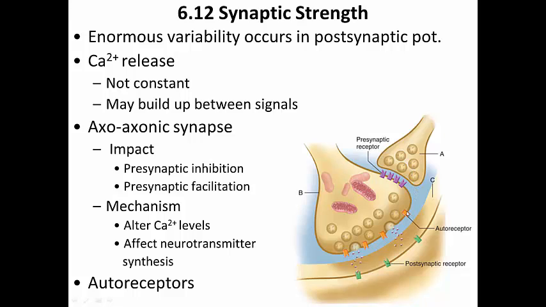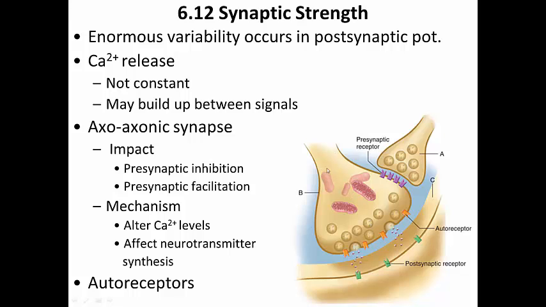A final possibility for the variation in synaptic strength is something referred to as autoreceptors. Autoreceptors are shown here, here, here, and here. Interestingly, autoreceptors bind to the neurotransmitter that's released by the presynaptic cell, influencing the calcium levels or the neurotransmitter synthesis within the presynaptic cell. This would be expected to be a more minor impact, but could influence the amount of neurotransmitter that's released from this particular neuron.